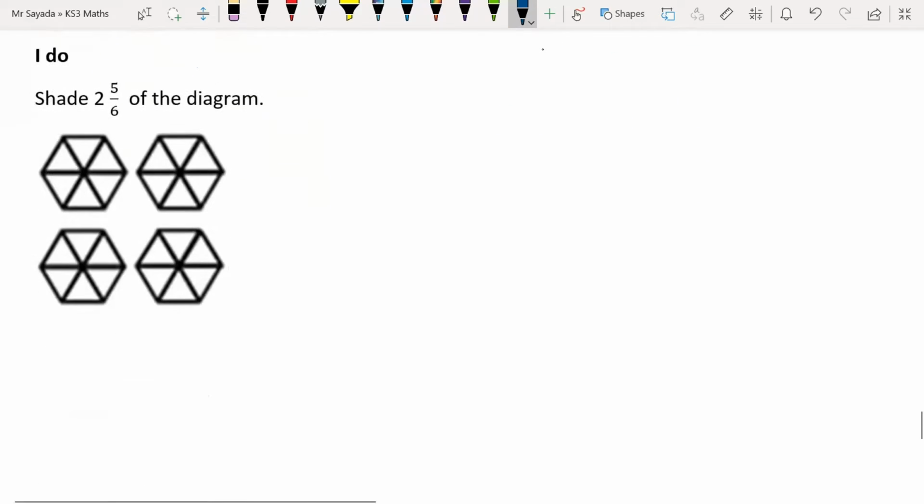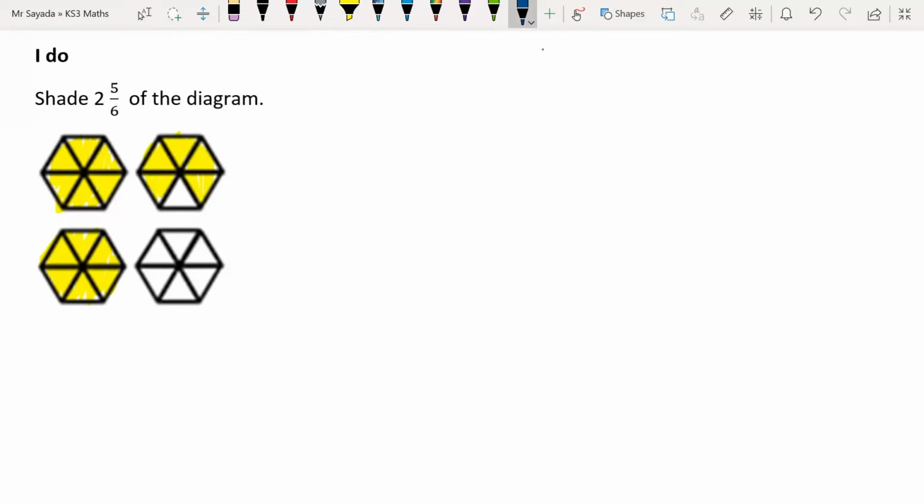I'm going to do this example now. It says shade 2 5/6 of the diagram. So I need to shade 2 wholes to start with. So I'm going to shade 2 of these hexagons completely. And then 5/6. So each hexagon is split into 6 parts. I need to shade 5 of them. So 1, 2, 3, 4, 5. And that's 2 5/6.